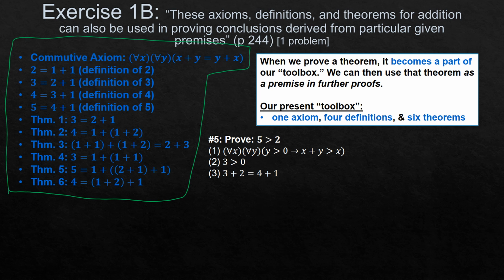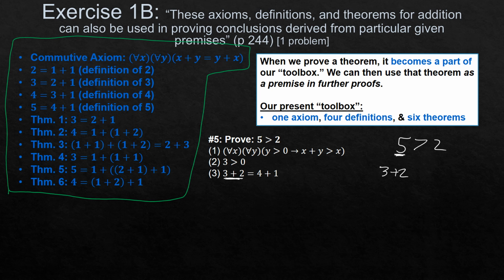But let's first just state the premises we get with problem number 5. We're told that for all x, for all y, if y is greater than 0, then x plus y is greater than x. Premise 2 is simply 3 is greater than 0, and premise 3 is 3 plus 2 is equal to 4 plus 1. The first thing to note is that we do want to prove 5 is greater than 2, and obviously 5 is the same thing as 3 plus 2. 3 plus 2 shows up here, so we're probably going to use that.